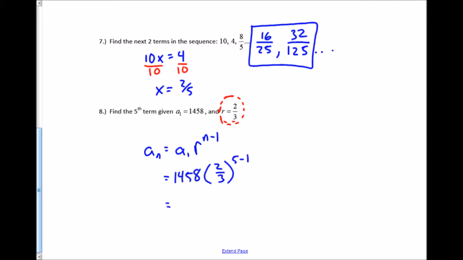And now really this just becomes a job for my calculator. So I'm doing the 2/3 raised to the 4th power. I should at least be able to do that part in my head. And then multiply it by the 1458. Okay? And when I plug all this in, being very careful as I punch this into my calculator, I get 288, and that's it. All right?